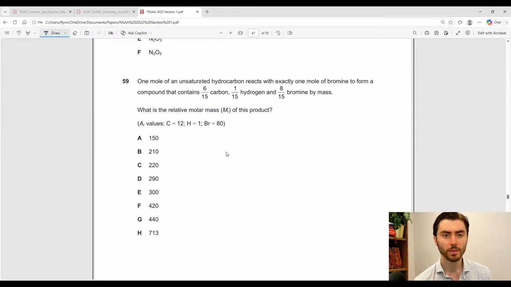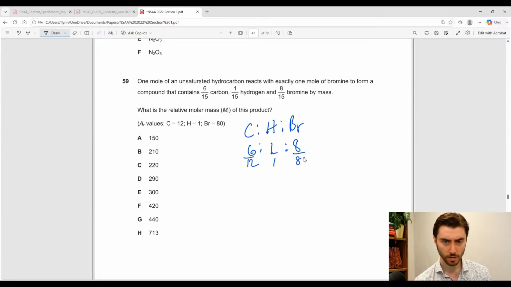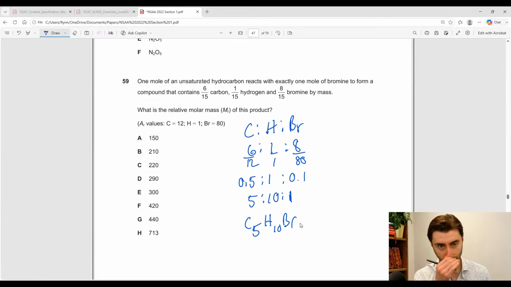1 mole of an unsaturated hydrocarbon reacts with exactly 1 mole of bromine. Unsaturated hydrocarbon. Cool. The compound that contains, by mass, okay, HBr. So it's in a 6:1:8 ratio. So it's 0.5 to 1 to 0.1, which is a 5 to 10 to 1. So it's C5H10Br in simplest form.